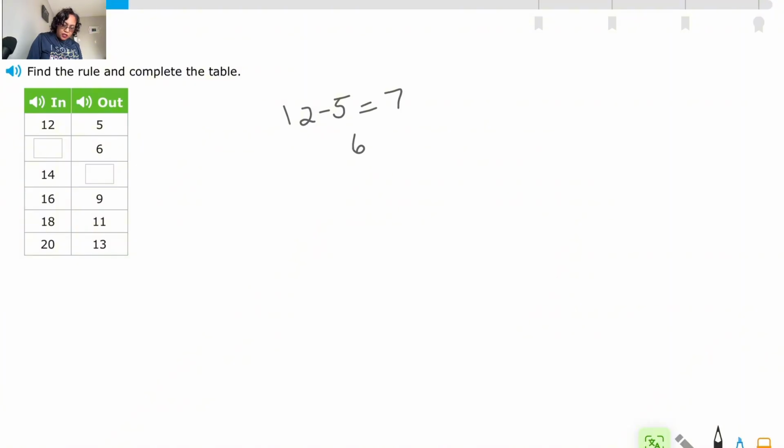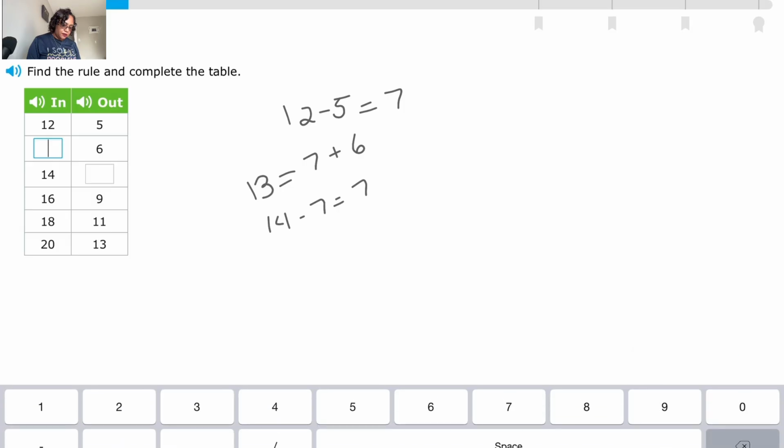But then 6 plus 7 will give me that 13. Okay, and I'm writing it kind of in the order of the table. So let's give it a try. Now let's also see if 14 minus 7, right, would give us 7, would go in that spot. So 16 minus 7 would be 9, 18 minus 7 would be 11, and 20 minus 7 would be 13. So I got 13 here, right? 13. And then this would be 7. Let's give it a try.